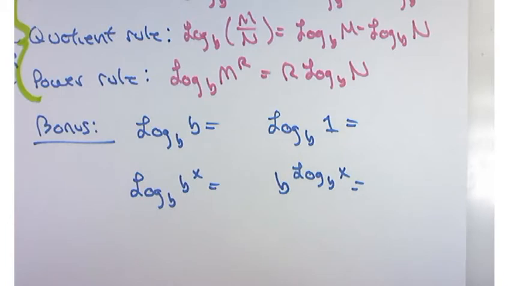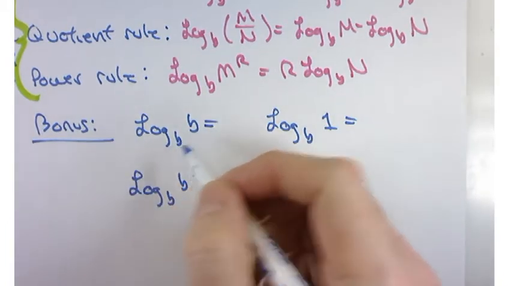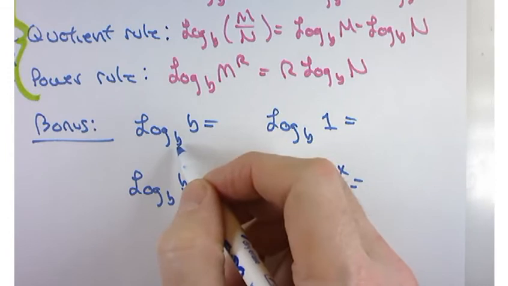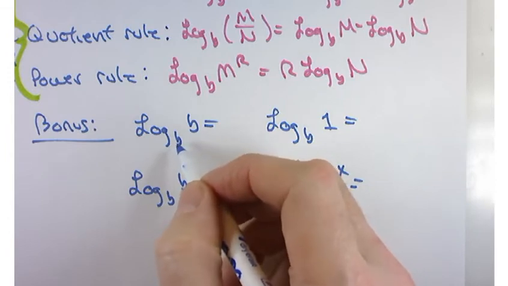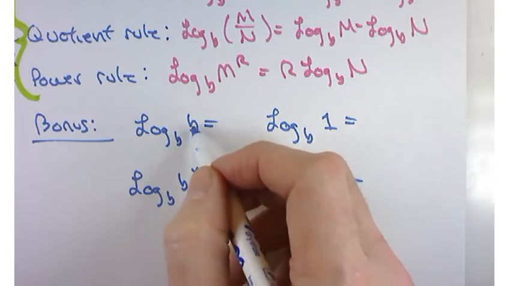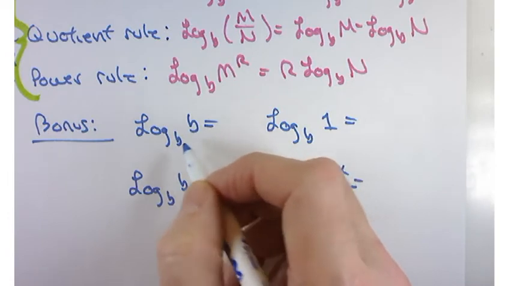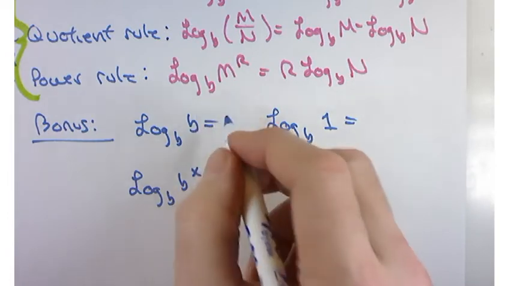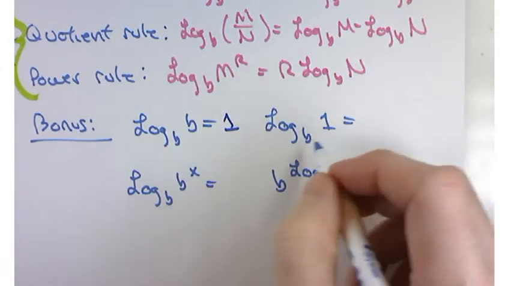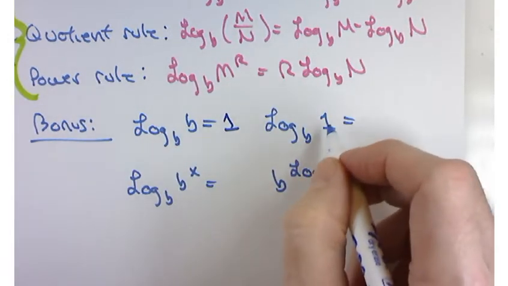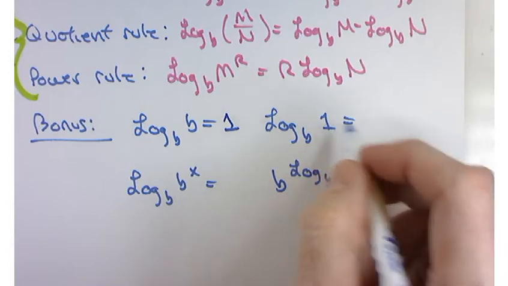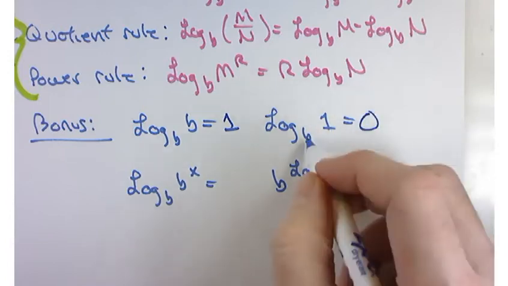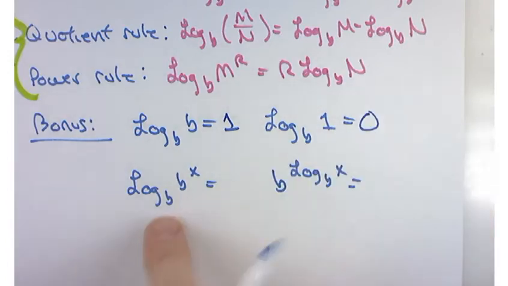So the first one was log base b of b. Remember what you're looking for when you look for the log of something. You're looking for what power of this gives me this. So in particular, what power of b gives me b? B to the first power. How about what power of b gives me 1? 0. B to the 0 power equals 1.